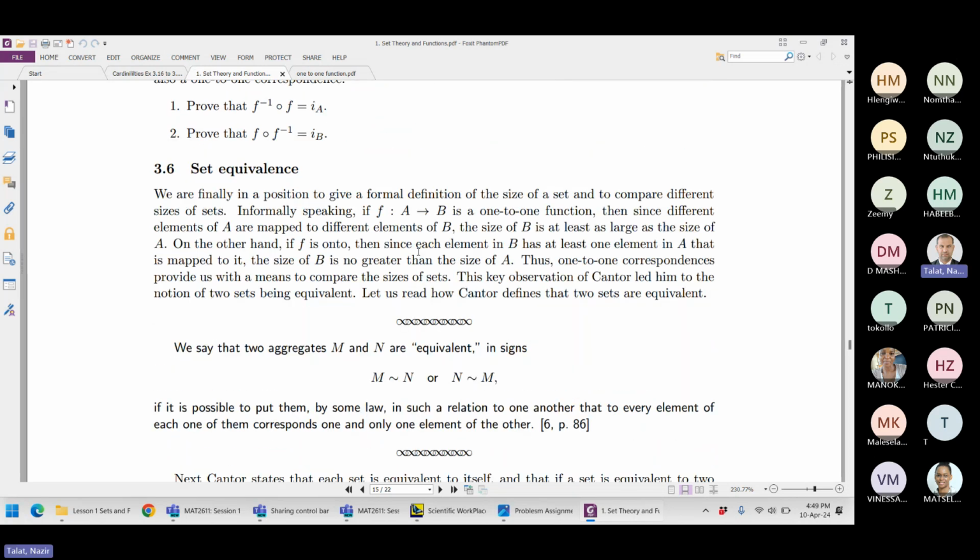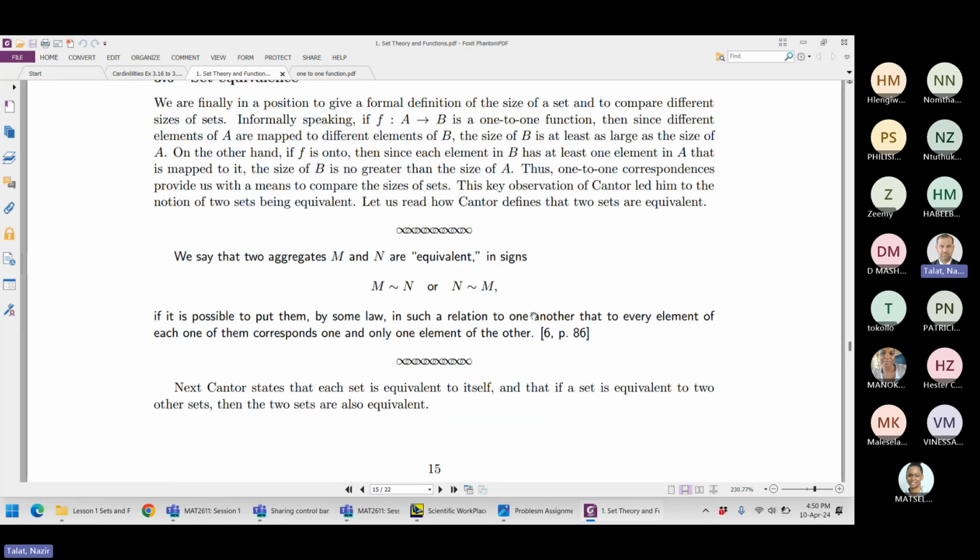Then there is a set equivalence form which gives us the relation that if f is a function from A to B that is one-to-one, then different elements of A are mapped to different elements of B. The size of B is at least as large as the size of A. On the other hand, if f is onto, then since each element in B has at least one element in A that is mapped to it, the size of B is no greater than the size of A. Thus, the one-to-one correspondence provides us a means to compare the size of sets, and that's why we describe some equivalence relation.